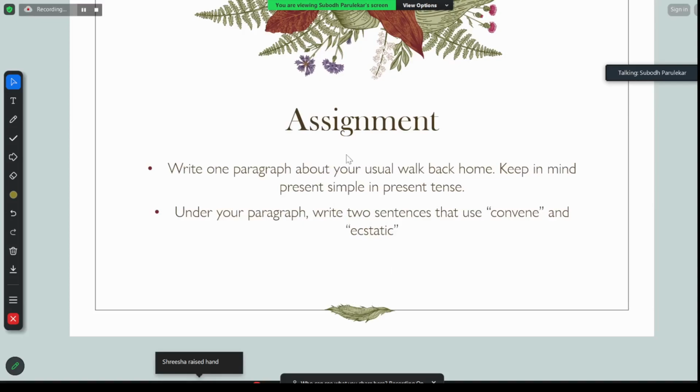So if anyone has any questions, you can write those in the chat. I'm going to give you an example of what the first part of the assignment can be. So that example: write one paragraph about your usual walk back home.